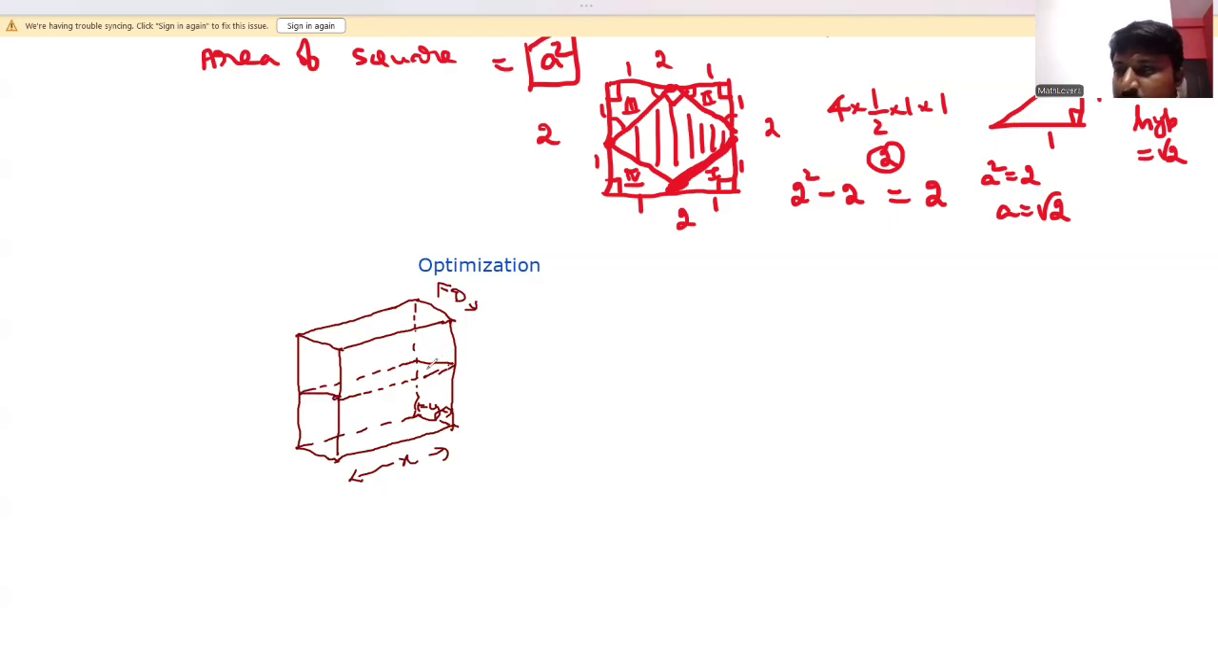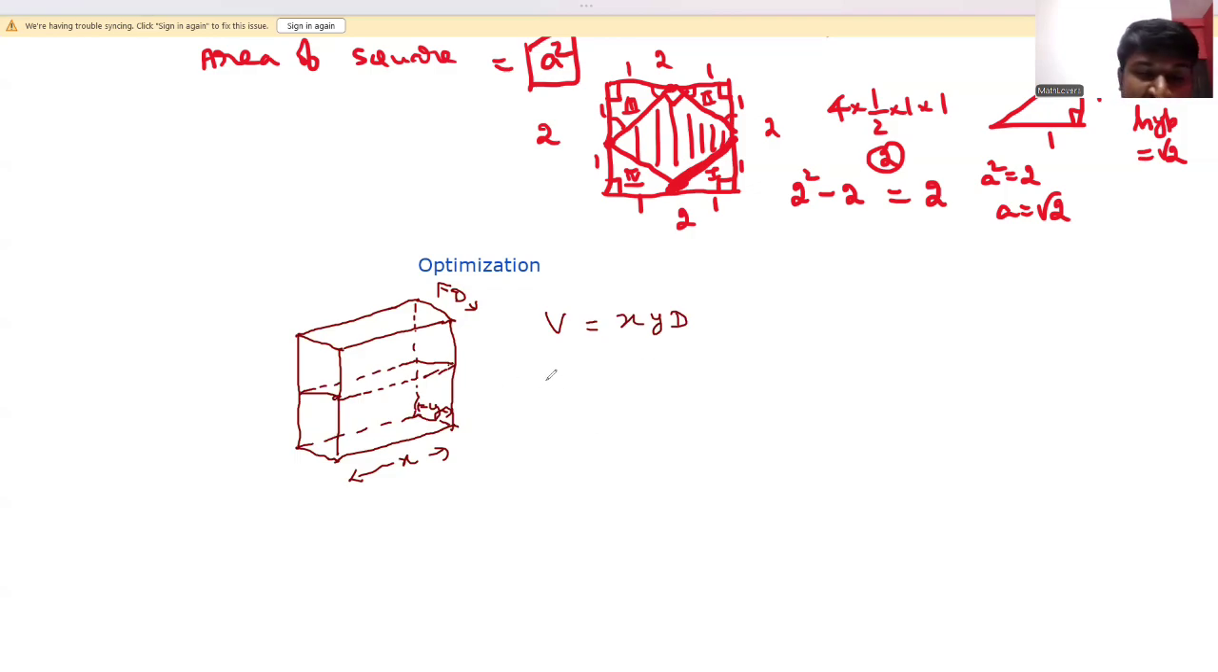Now, if I'm giving this work to a carpenter, the carpenter would try to minimize the surface area so that he'll be able to make the best out of the materials that he has. He can save some materials, his costing, and his profits become more. So volume, we know this is a cuboid, so x into y into d will become the volume of this book rack.